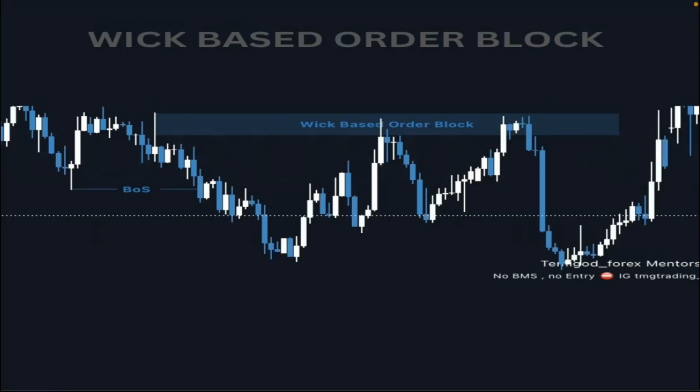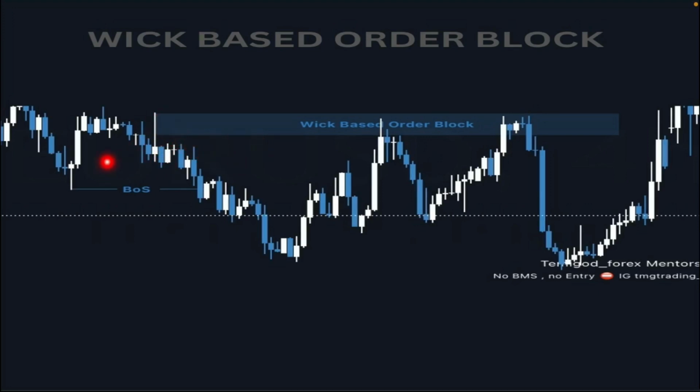Okay, now you can see we already have a breakout of structure at this level, which indicates that we are in a bearish scenario. Then we broke downwards to this area. Now you can see this first candle, and you can see the body is little and the wick is very long. Okay, the wick is actually greater than the whole of this body.